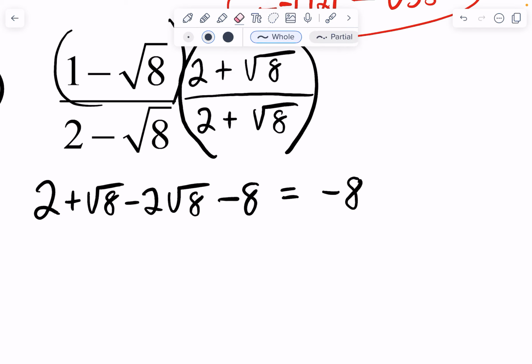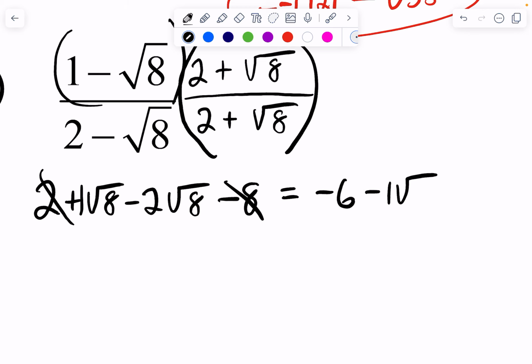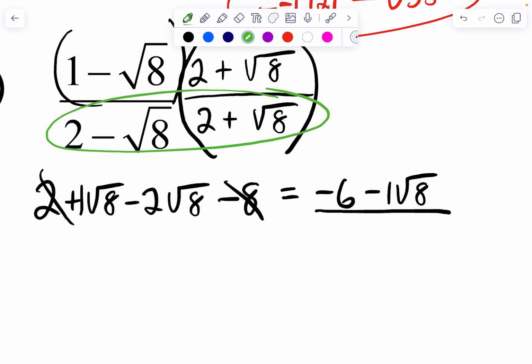plus 2, which is actually negative 6. Negative 8 plus the 2. And then 1 square root of 8 minus 2 square roots of 8 is negative 1 square root of 8 over, we have a difference of squares here. So first term squared minus second term squared.